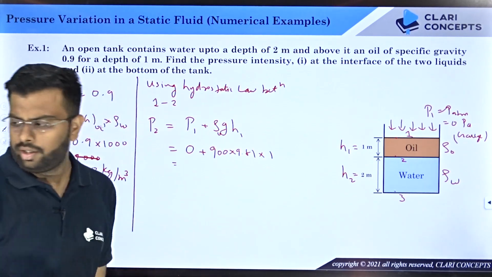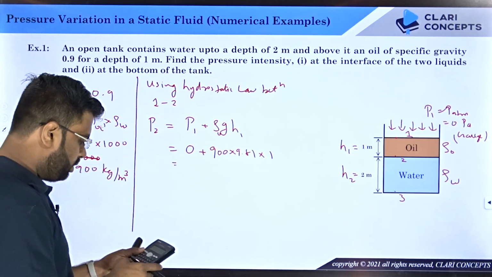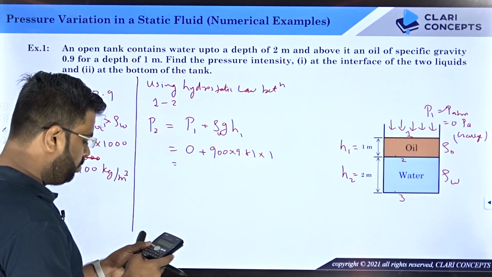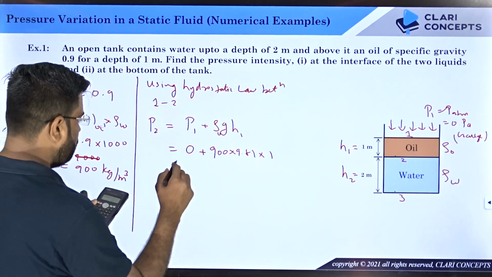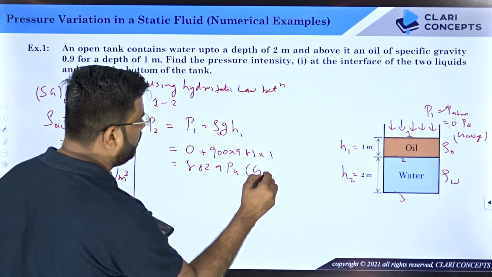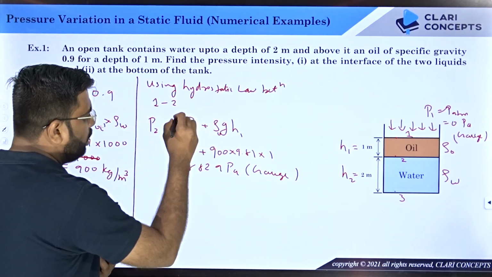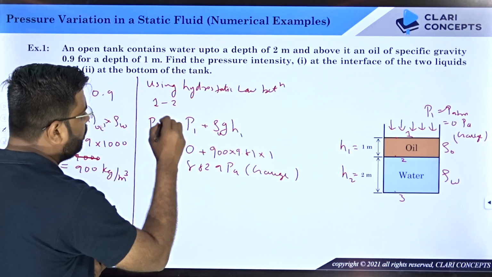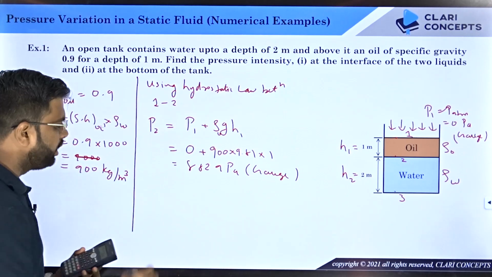So simply calculate the value from this: 900 into 9.81 into 1, that is 8829 Pascal. Again, this will also be a gauge pressure. Why? Because P1 was a gauge pressure. So in this equation, if you put the gauge pressure value of this particular P1, you will get P2 in gauge. If you put the absolute value of P1, you will get the absolute value of P2, right? This is the answer.